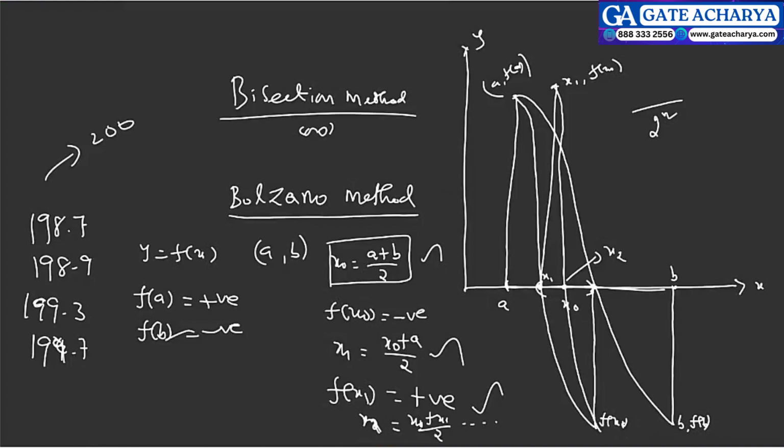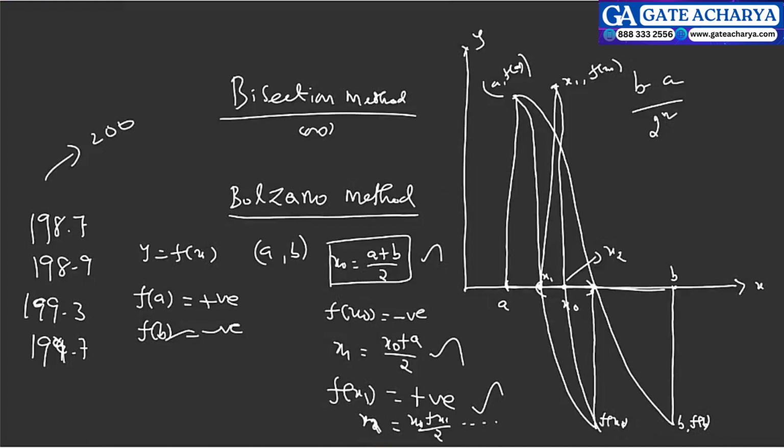What is the length of AB? B minus A. The largest value minus the smallest value. So B minus A is the length. When you divide this B minus A by 2, you get the mid value. That is also equal to A plus B by 2. When you find the next point, it is x naught plus A by 2. It is also equivalent to B minus A divided by 2 square. Again we get the midpoint.